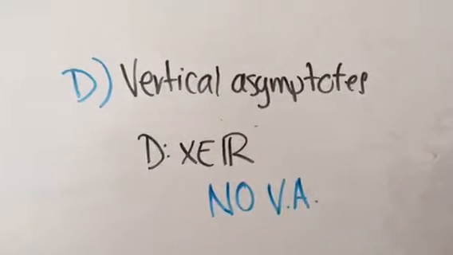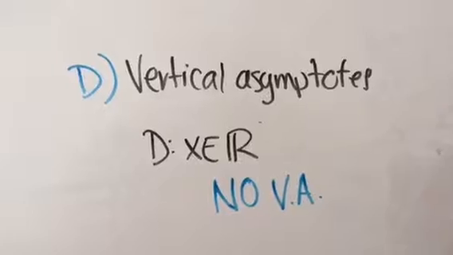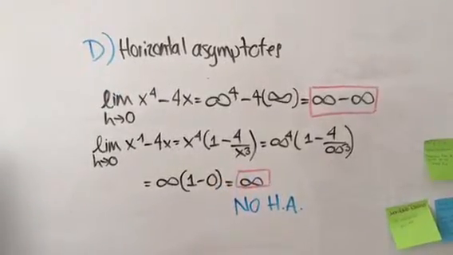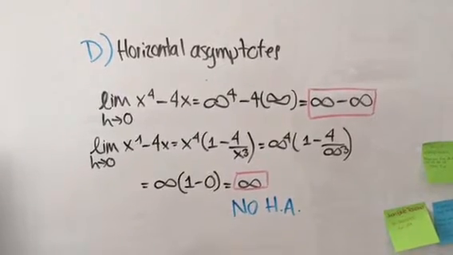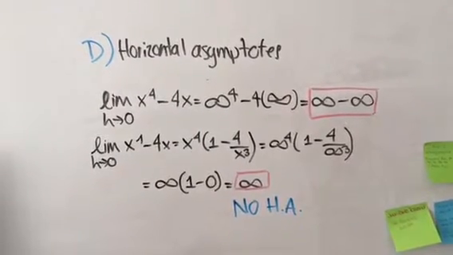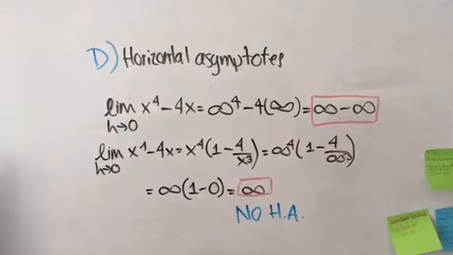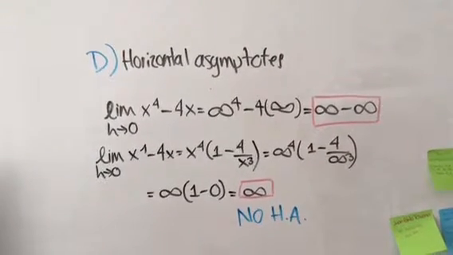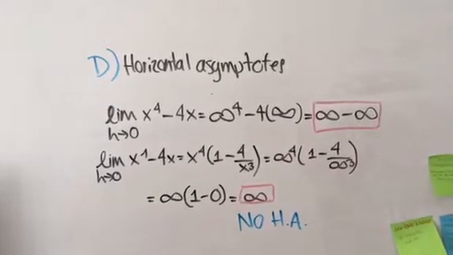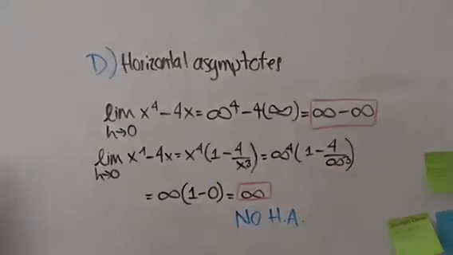We already know the domain is equal to all real numbers, so we don't have any vertical asymptote. To find the horizontal asymptote, we have to calculate the limit as x approaches infinity. We substitute everything with infinity, and we got the form infinity minus infinity. And then we calculate the limit, and we got infinity. So we don't have any horizontal asymptote.